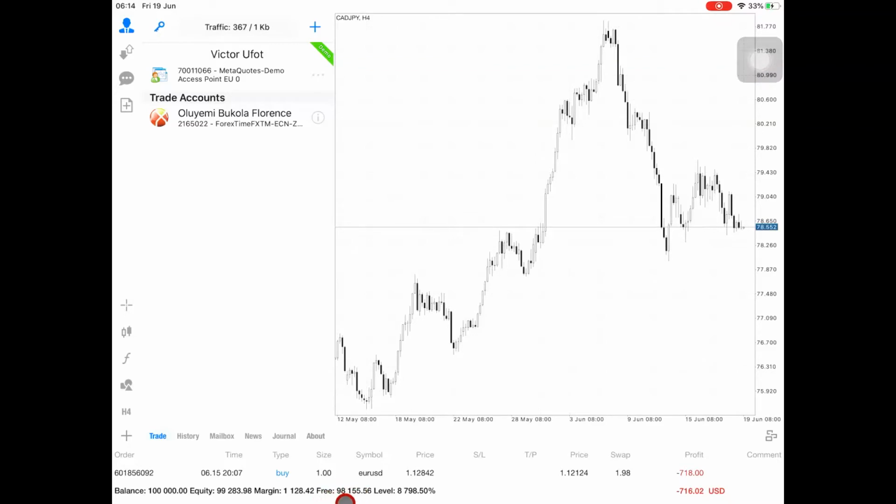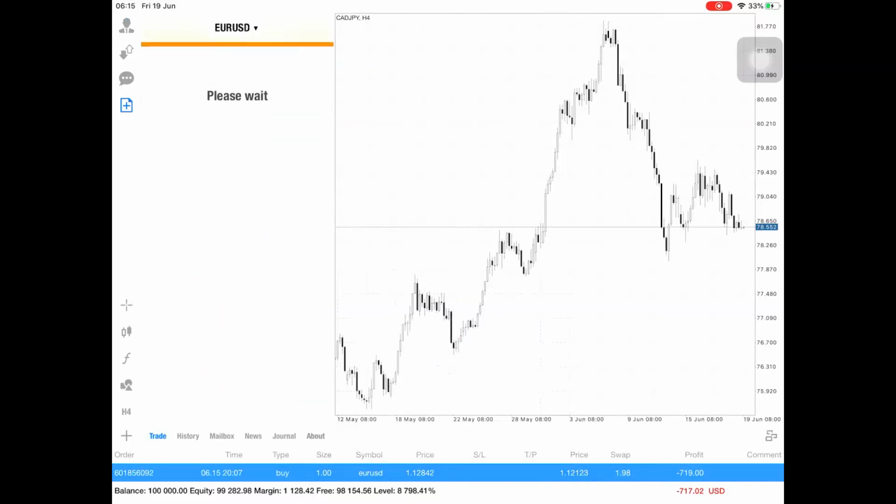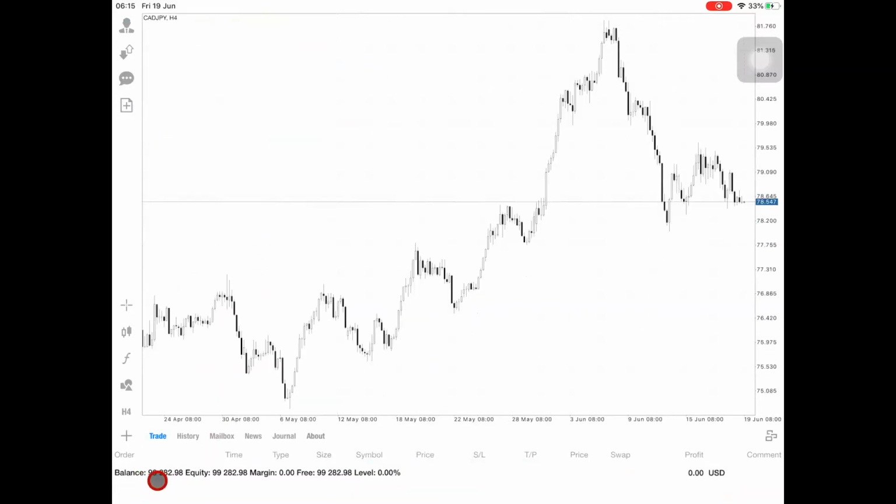Okay, so I think that's the basic concept of balance, equity, margin, and free margin. One more point you need to note is that your equity, your profit or loss, will be taken out of your free margin. Then I will close this trade now, so you will see what will happen once I close the trade. Your equity now becomes your new balance. So let's close it. Close with a loss. You can see the balance is now the new equity.